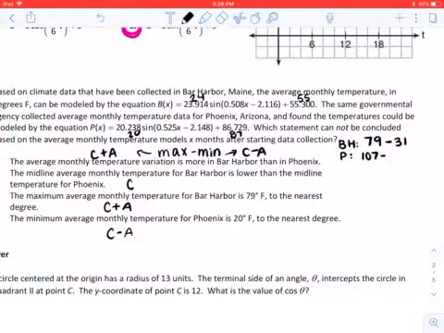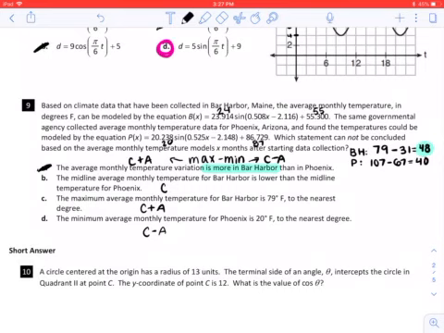So Bar Harbor has the larger variation, which it says, yes, that's true. According to this, it says it is more in Bar Harbor, which it is more. So this is wrong, because we're looking for the one that's not true. It says which could not be concluded.